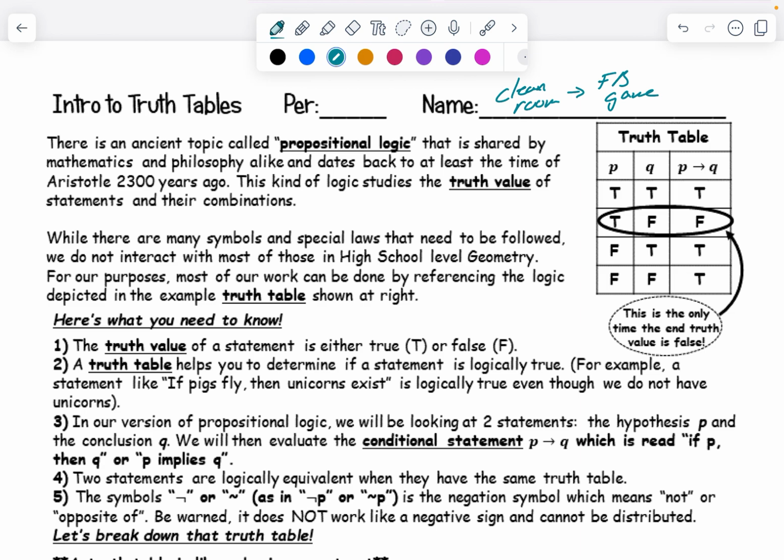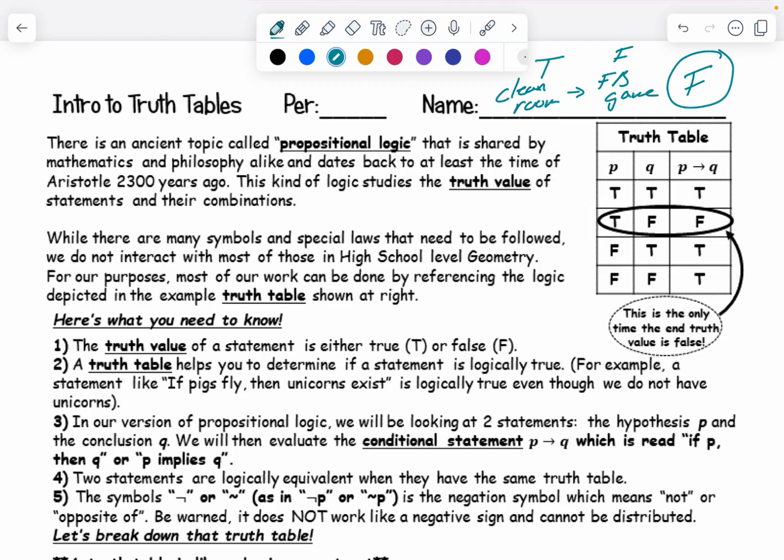to the football game. So if you clean your room, true, and your mom doesn't let you go to the football game, we'd have a problem on our hands, right? And that is, she said, if you clean your room, you can go to the football game. You clean your room. If she doesn't let you go to the football game, that's a problem. So that is false. That has broken the promise of the conditional statement.